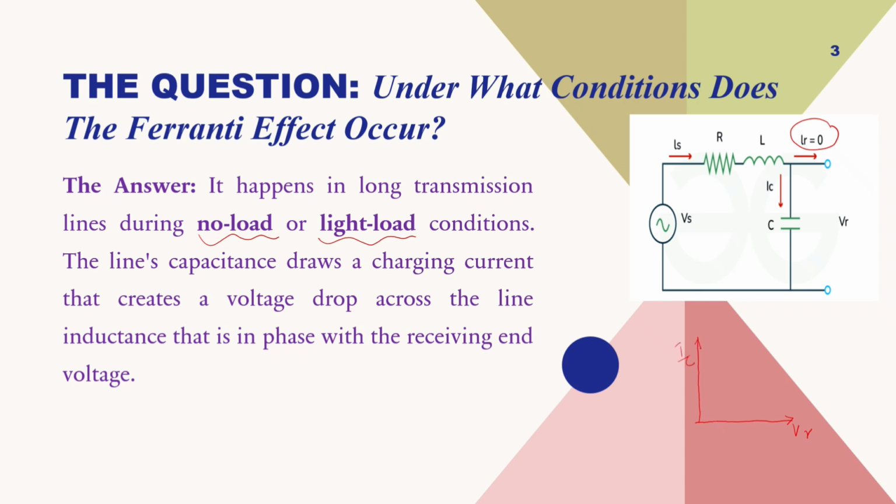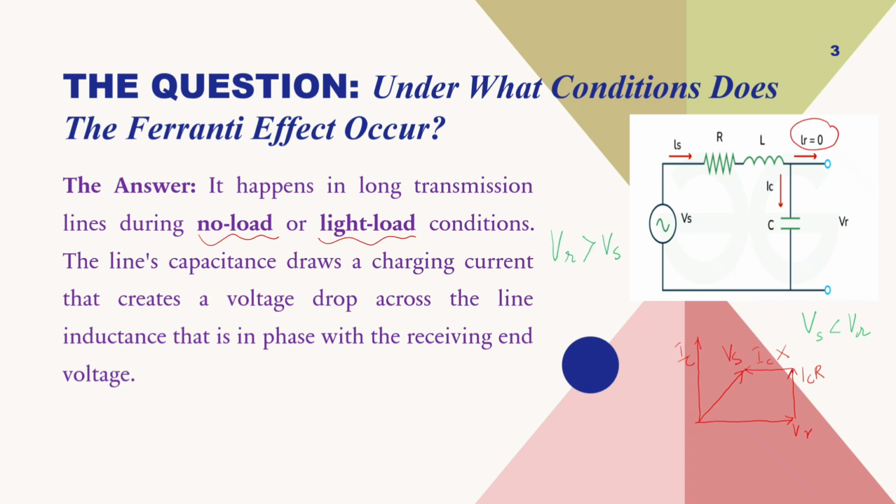So VR plus IC into R, which is in phase with the charging current. And then we have IC into X, which is at 90 degrees, to show the reactance drop, that is the drop across the inductance. So VR plus ICR plus ICX should give you what? The sending end voltage. It is very clear from the phasor itself that your sending end voltage is less than the receiving end voltage, or VR is essentially greater than Vs.